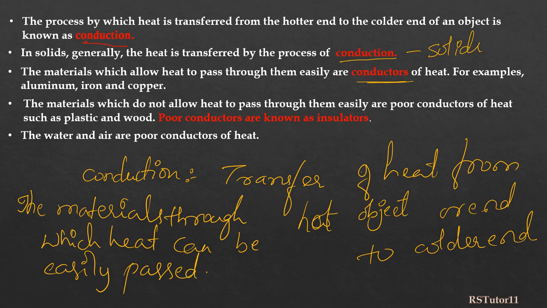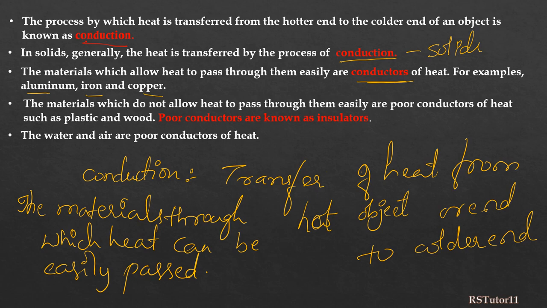For example, they have given all metals here, that is aluminium, iron, copper, but we shall use the word materials. Why? Because it is in your textbook. So the materials which allow heat to pass through them easily are conductors. What is conduction? The heat is transferred by the process called conduction in solids. And what actually is conduction? The process by which heat is transferred from the hotter end to the colder end of an object is known as conduction.